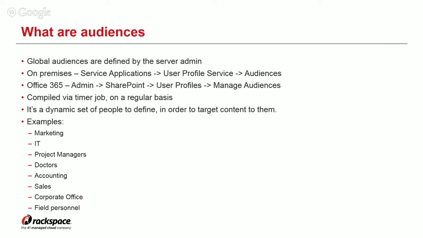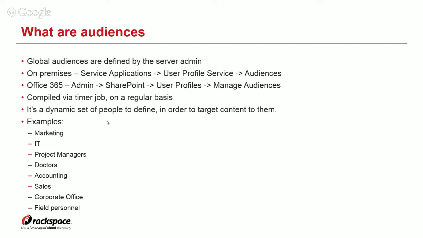All right, so I'm showing here two different ways to get to the audiences button, depending on whether you're on premises or Office 365. I think they both say manage audiences. So either way, you're going to the user profiles and you're going to click on manage audiences. And this is a dynamic group of people. There's a timer job that runs on a regular basis to compile these groups of people. And the purpose of the group is to target content to them.